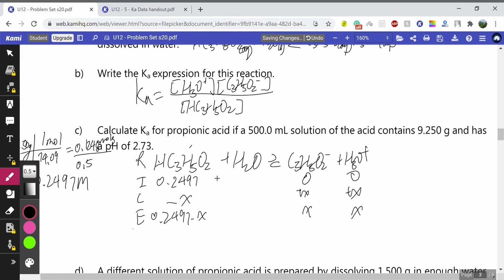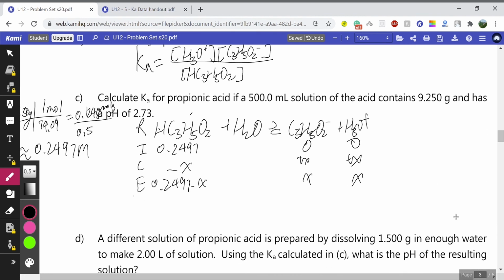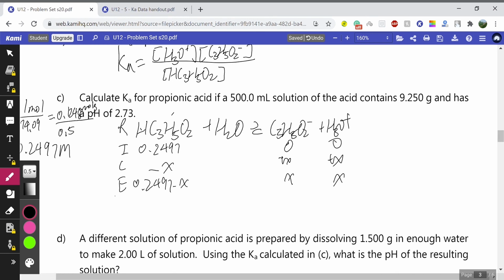Alright, now we need to calculate K, right? So K can be calculated using our pH. The concentration of H3O plus is equal to 10 to the negative pH power, which is 2.73. 10 to the negative 2.73 power is equal to 0.00186. So instead of all the x's, we're going to replace them with 0.00186.